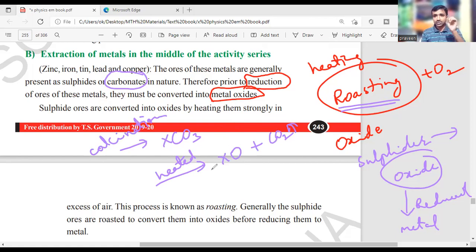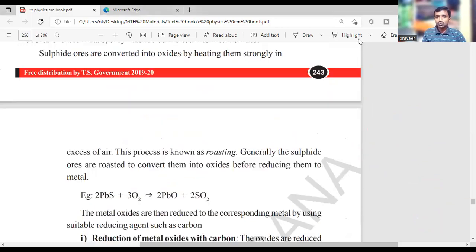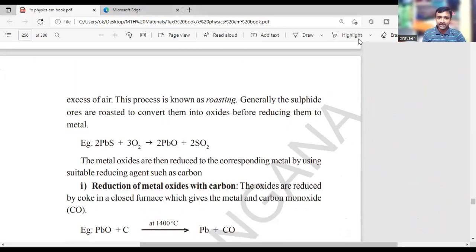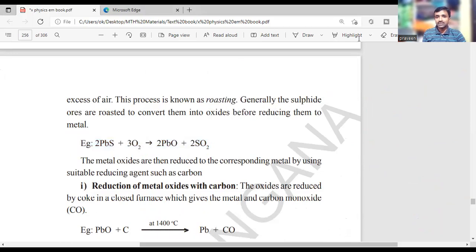Calcination is carried out in the absence of oxygen, roasting is carried out in the presence of oxygen. This is the difference between calcination and roasting. That may be asked in your examination: write the differences between the processes calcination and roasting. So understand the difference also. You can apply calcination for the carbonates and roasting for the sulfide ores. So have an idea about roasting and calcination.